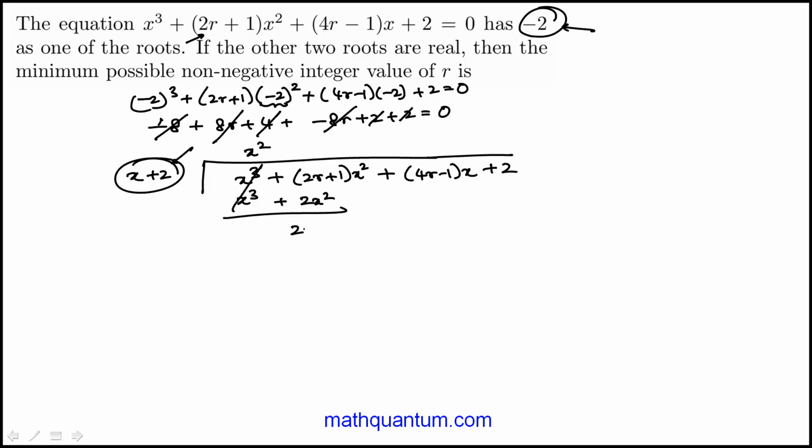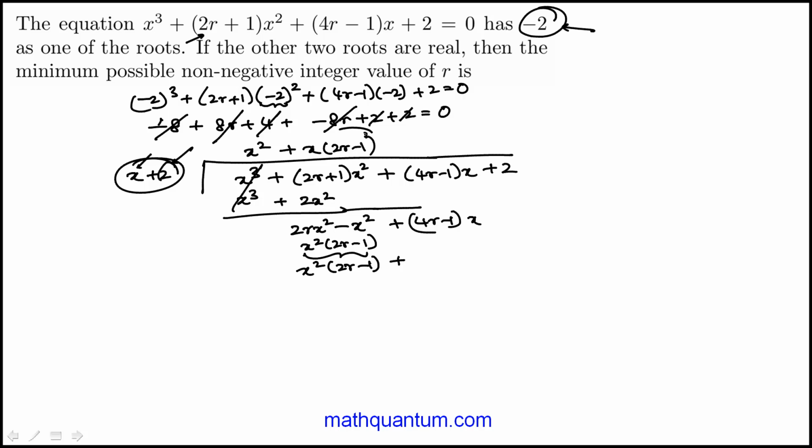So this will become 2rx squared plus x squared, and then minus 2x squared. So that would be minus x squared. And then I move this term down here. And if you factor out the x squared, you get 2r minus 1. So next I'm going to multiply it by x times 2r minus 1, because then this will be the product when I multiply by the x term. And then I'll get plus 2 times that term, which would be 2x times 2r minus 1.